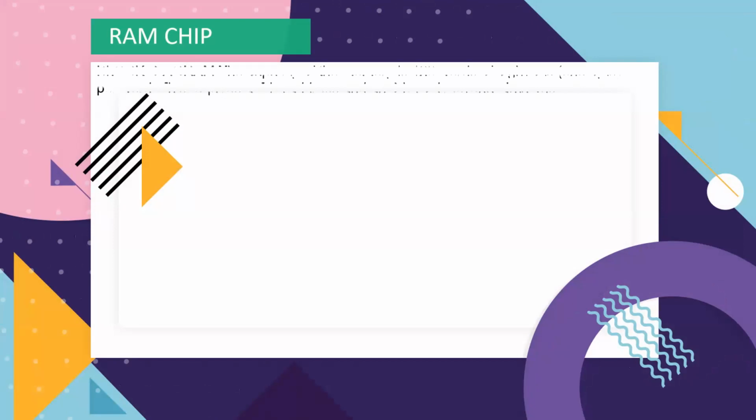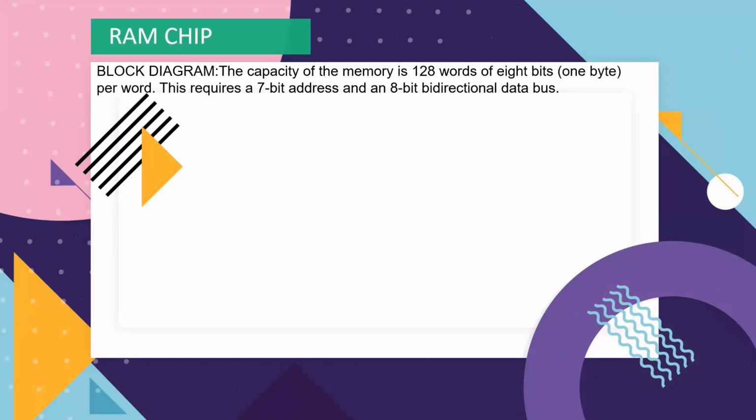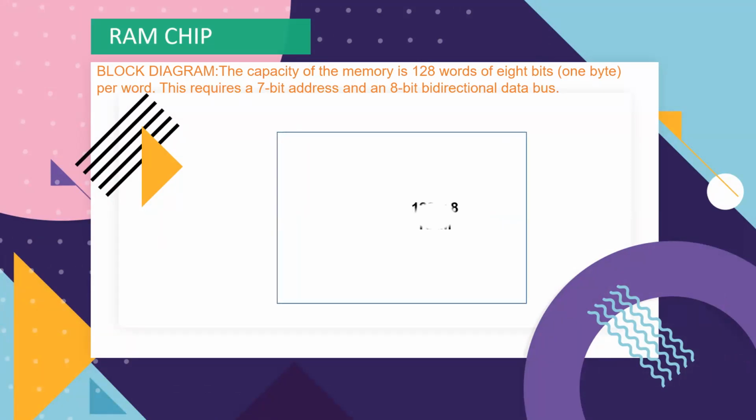Now, the block diagram of the RAM chip. The capacity of the memory is 128 words of 8 bits per word. This requires a 7-bit address and an 8-bit bidirectional data bus. Now we are looking at the block diagram of the RAM chip. It is a 128 x 8 RAM.